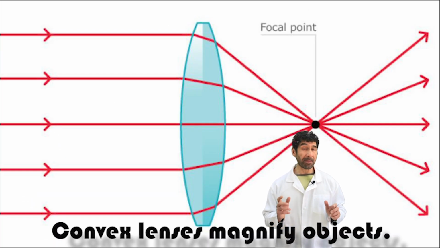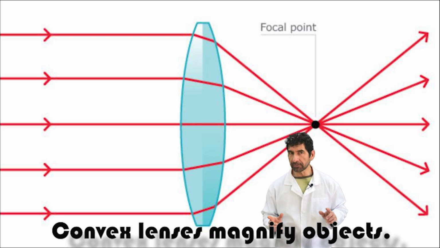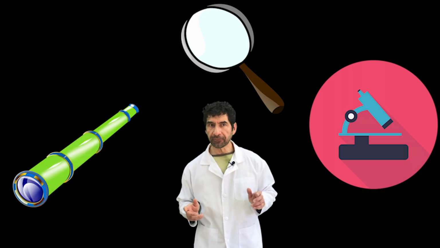Convex lenses magnify objects or make them look larger. These lenses are used in microscopes, telescopes, and magnifying glasses.